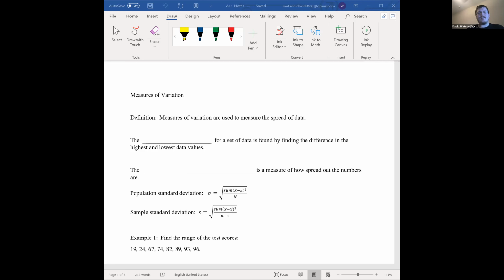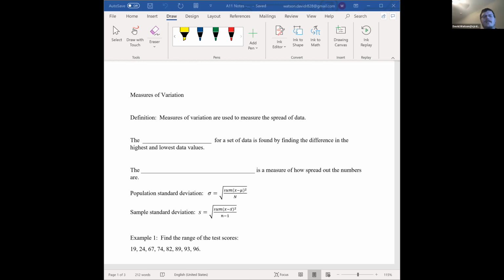Today we're talking about measures of variation. Measures of variation are used to measure the spread of data. Last time we talked about mean, median, and mode. Those are used to find different interpretations of the middle of the data, either by averaging it, finding the most common data, or just literally finding the middle. This is used to figure out how far data is spread out from each other.